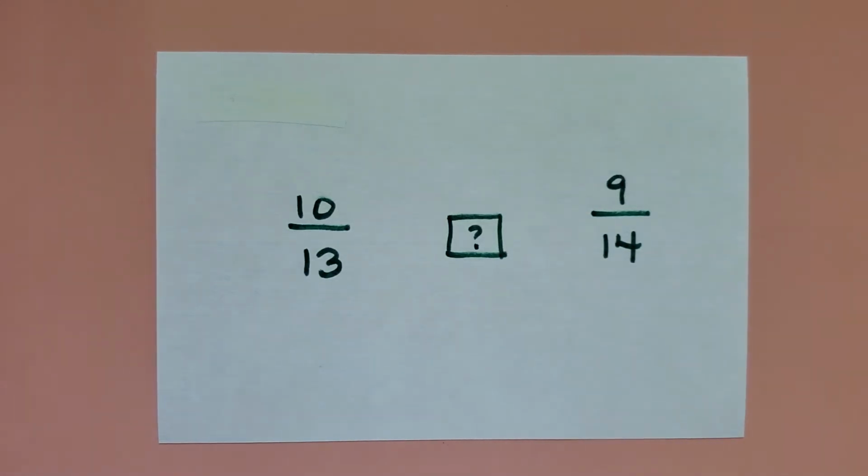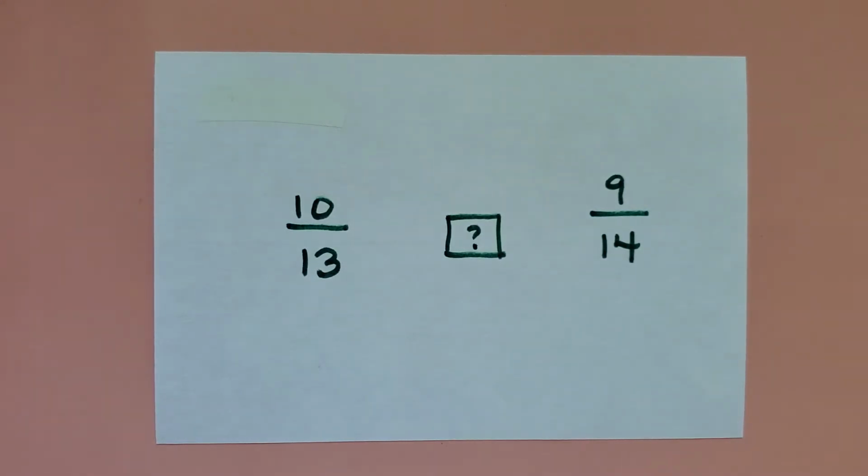In this video, we're going to look at some other ways that we can compare fractions using reasoning. In our previous videos, we looked at using 1 as a benchmark. In the second video, we looked at using 1/2 as a benchmark. But what if fractions are not really close to 0, not really close to 1, and not really close to something common like 1/2? So here's an example, 10/13 and 9/14.